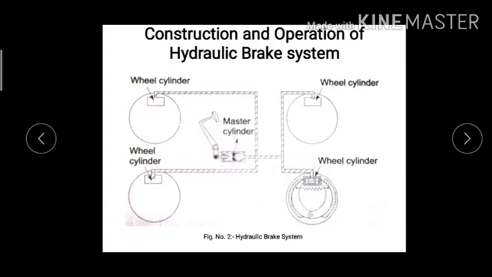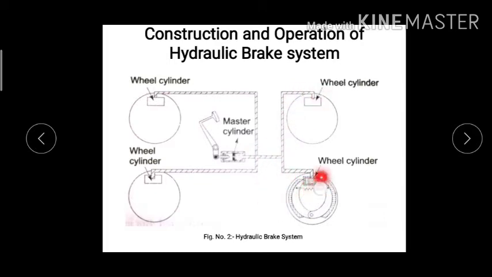Because the oil is getting out, these two opposite pistons in the wheel cylinder will try to come back to their original position, and there is also a spring to retract the brake shoe back to its original position. So this is happening every time we press and release the pedal of the braking system.